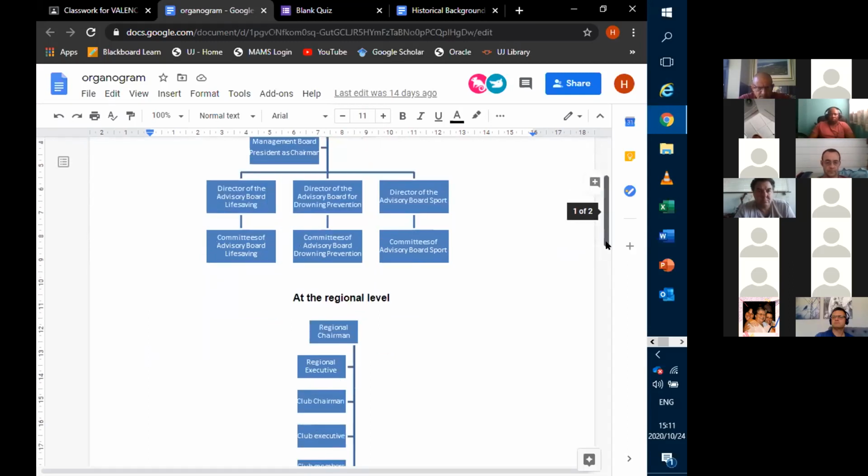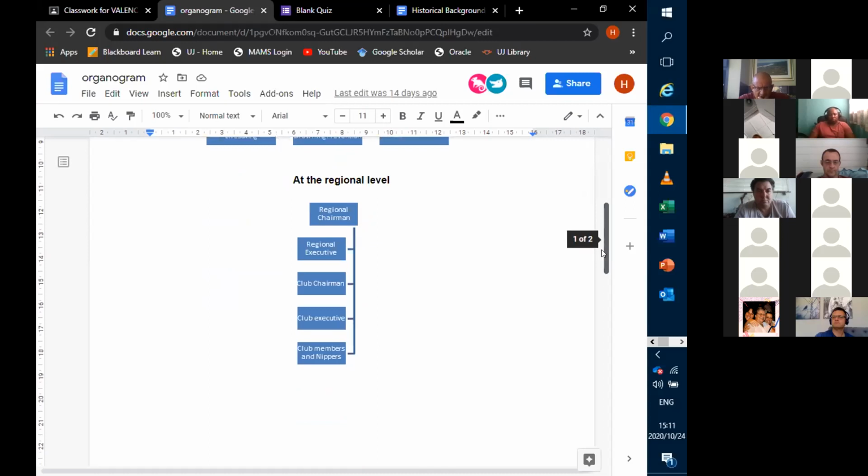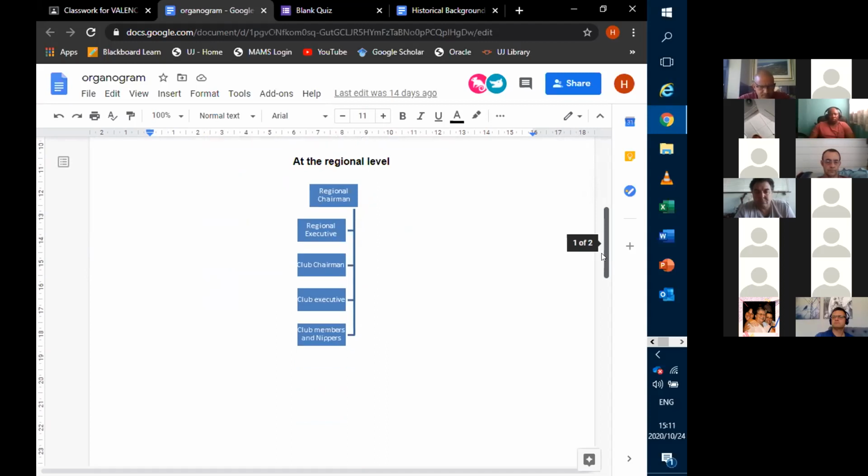Then on a regional level, okay, you have the regional chairman, the regional executive that consists of your secretary, your treasurer, and your vice chairman. Then you have your club chairmen, who also form part of the regional level, and your club executives. And then you have your club members and nippers.